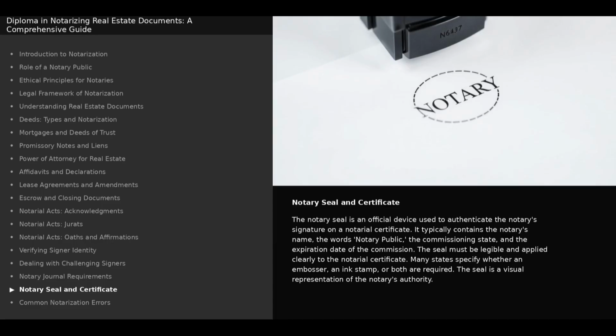Notary seal and certificate. The notary seal is an official device used to authenticate the notary's signature on a notarial certificate. It typically contains the notary's name, the words Notary Public, the commissioning state, and the expiration date of the commission. The seal must be legible and applied clearly to the notarial certificate. Many states specify whether an embosser, an ink stamp, or both are required. The seal is a visual representation of the notary's authority.